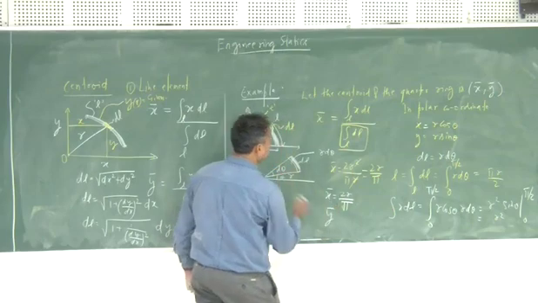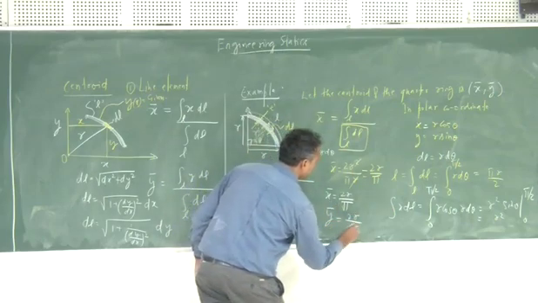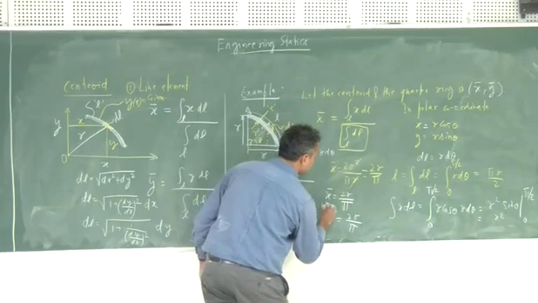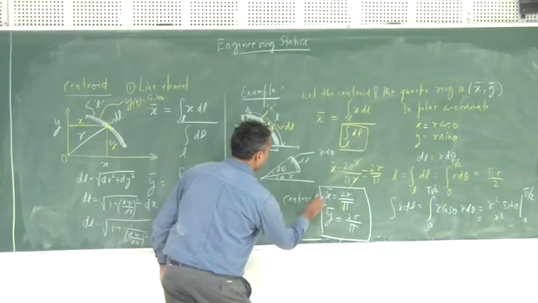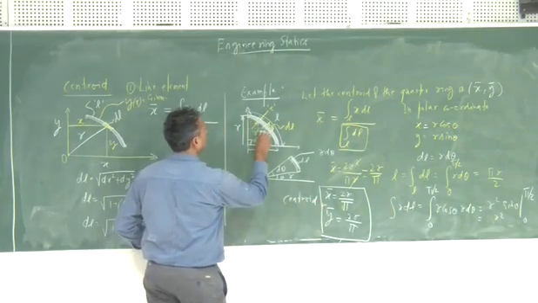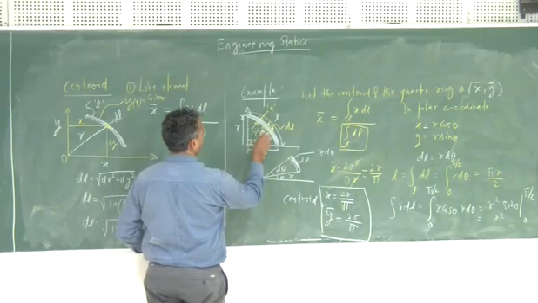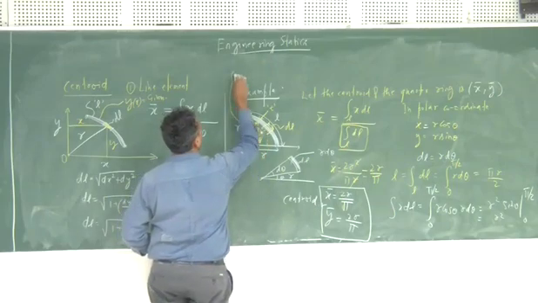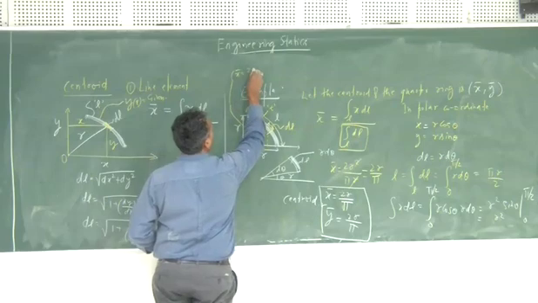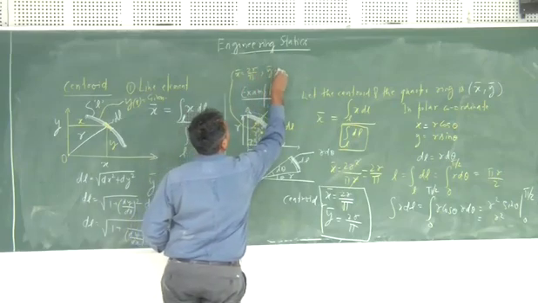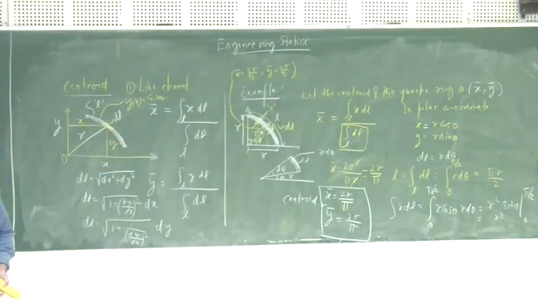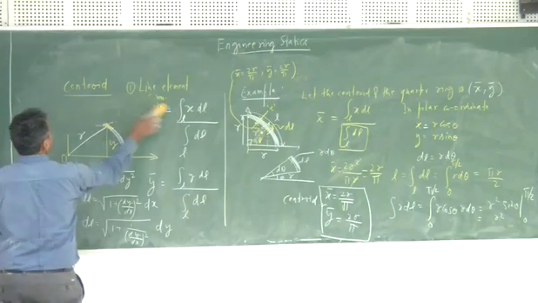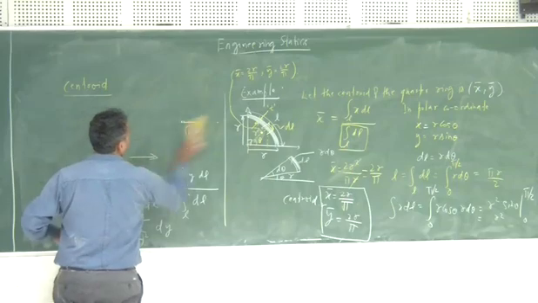Similarly, because of the symmetry of the line element, the centroid will be somewhere here, with x bar which is 2r by pi and y bar which is 2r by pi. This is how we find the centroid of a line element. Now let us discuss the centroid of an area element.